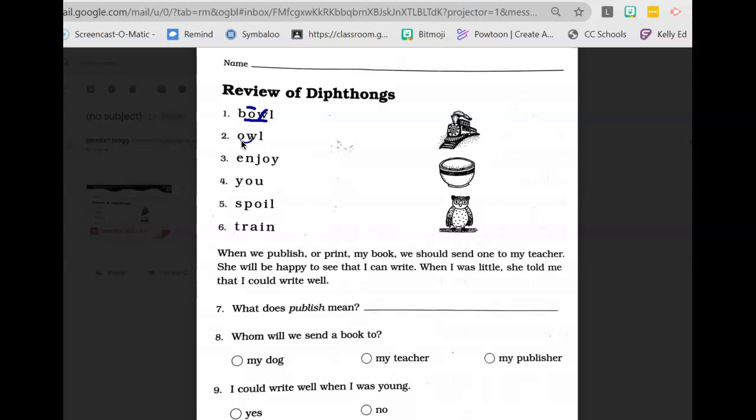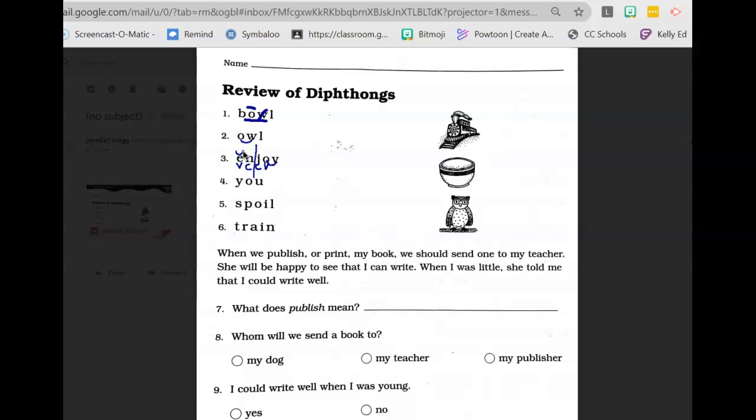So number 3, enjoy. We have 2 syllables. Let's go hunt down our vowels here. So this is a VCCV, so we're going to divide there between your 2 C's. We have an OY sound, oi, oi. This is used as a diphthong because it's at the end of the word. So we're going to use an arc.